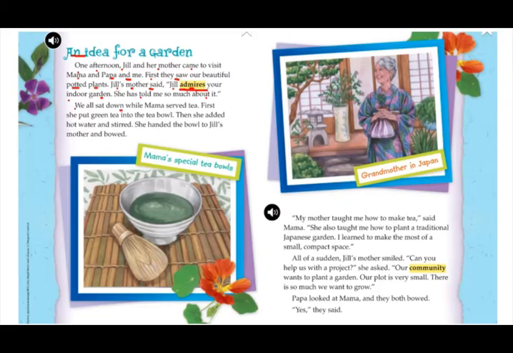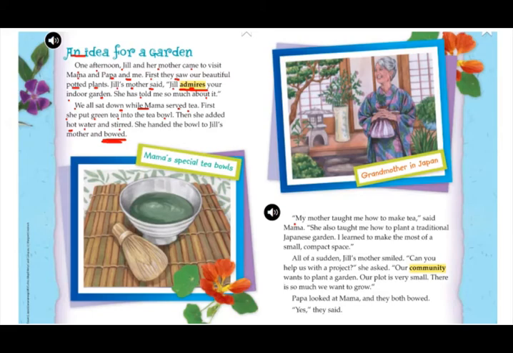We all sat down while Mama served tea. First, she put the green tea into the tea bowl. Then she added hot water and stirred. She handed the bowl to Jill's mother and bowed. Now this is very important. The mom bowed out of respect. It means that she respects her guests, and that's why she bowed.